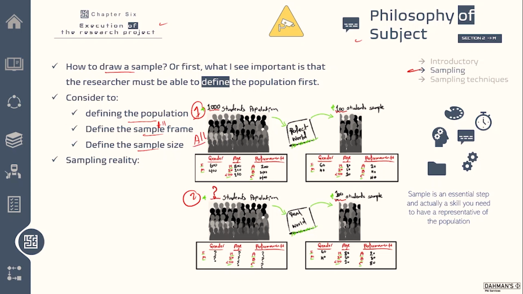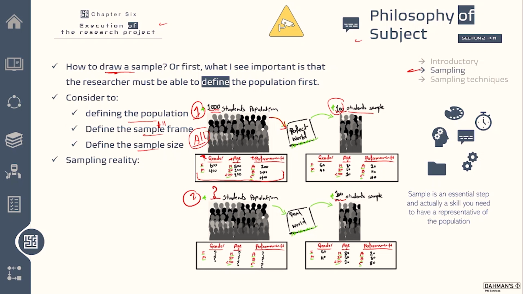So if I have a population of 1,000 students, this is the total, this is the all. Since I know they are the all, I can tell you the distribution of their gender in terms of male and female. I can tell you the distribution of their age in terms of these three different groups. I can tell you the distribution of their performance in terms of A, B, and C, for example. Now, whatever research question I'm trying to address, I can just draw a sample of 100, which is 10% of the total number. I hope to get a representative sample that exactly mimics the entire profile of the total population.